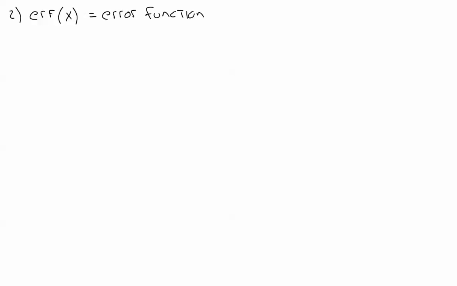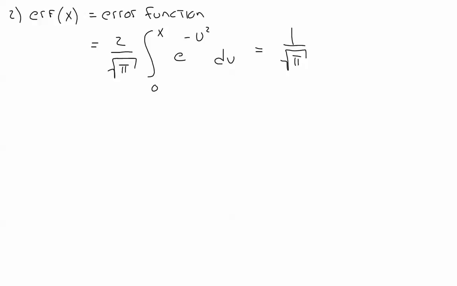It's defined mathematically in its most typical definition this way: 2 over square root of pi, integral from 0 to x, e to the minus u squared du. By symmetry, we can write this also as 1 over square root of pi, integral from minus x to x, e to the minus u squared du.